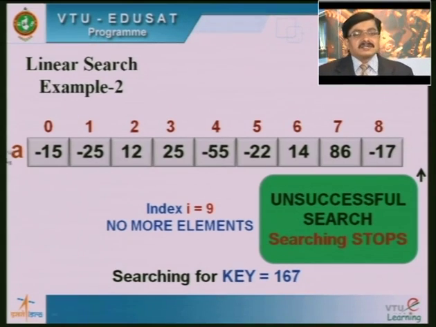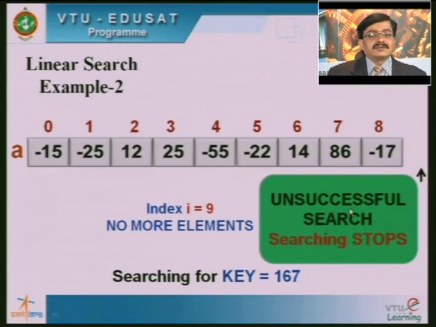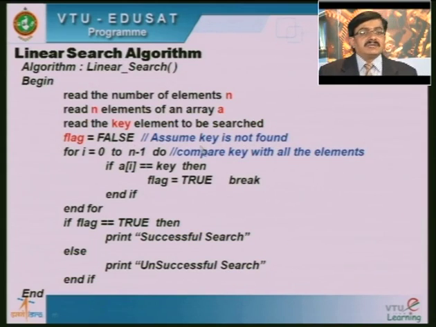Fine. So this is an example wherein we are looking for an unsuccessful search. In the previous case, we have seen the successful search. Now the algorithm for performing the searching: the name of the algorithm is linear search here. This is the way we are going to write the algorithm.